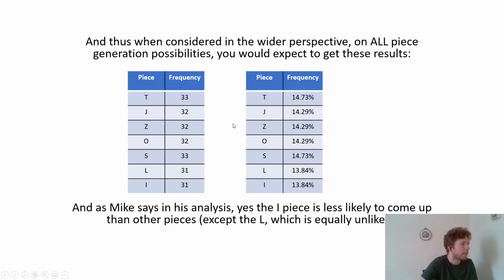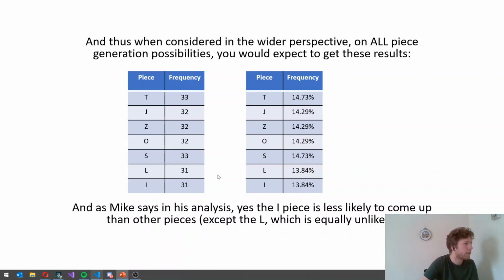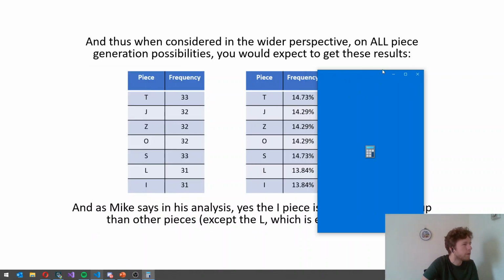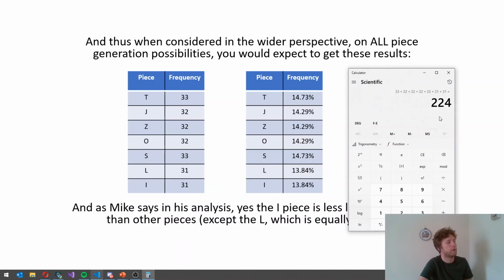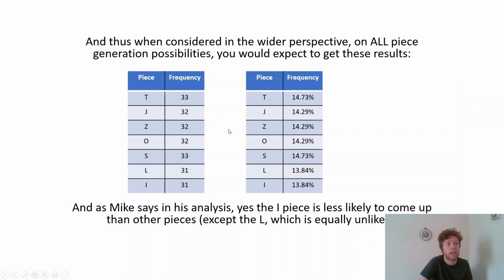So what it means is that every, I think is it 224? If we just add all these up, yeah, every 224 pieces, you actually get one I piece less than you should, and you'll get one T piece more than you should. This is, again, probabilistic. This doesn't have to happen in a single game. It doesn't have to happen every 224 pieces. But it happens statistically that often.